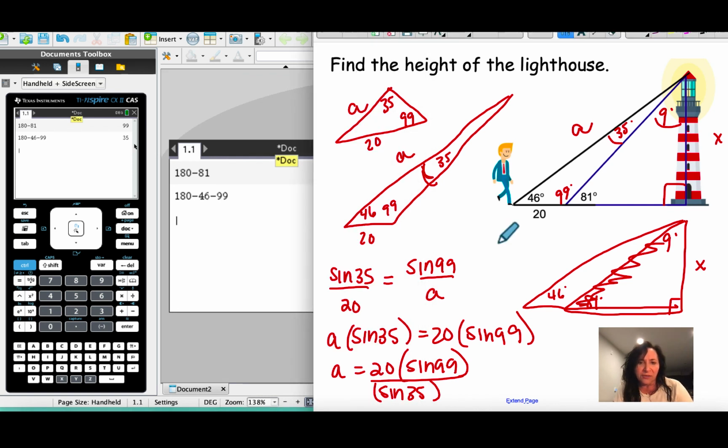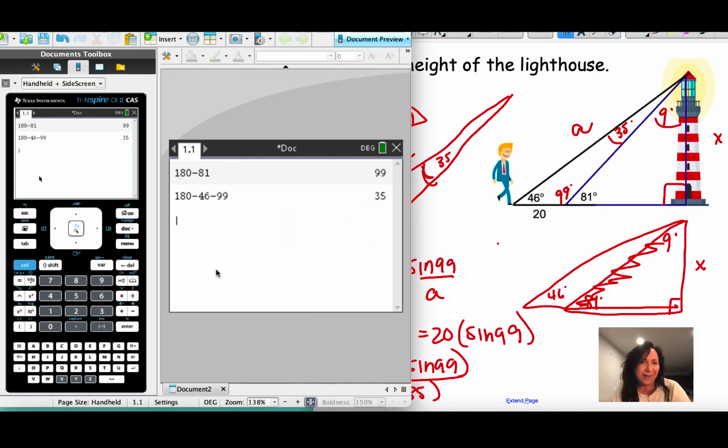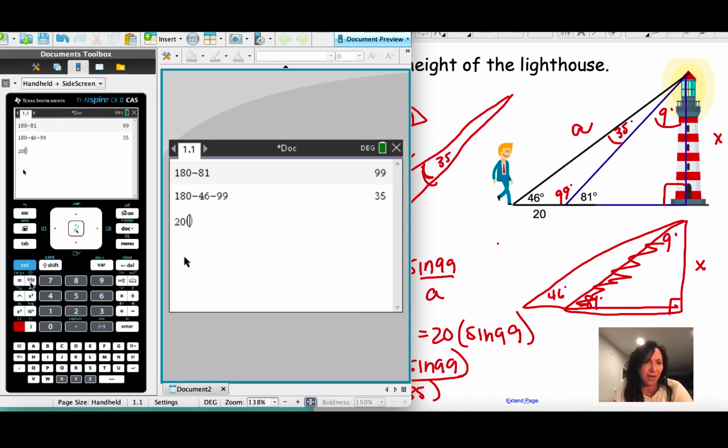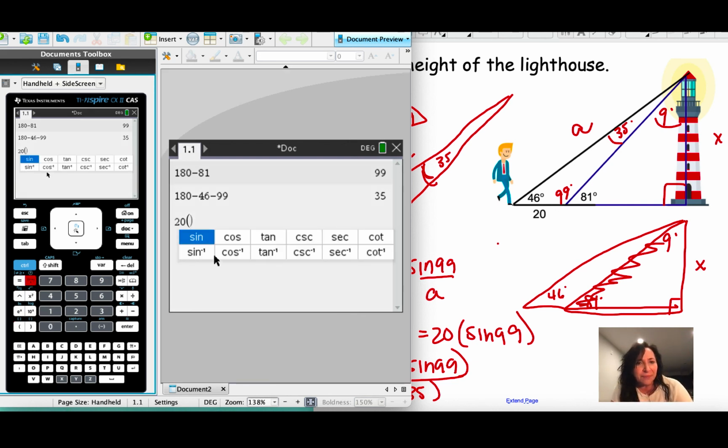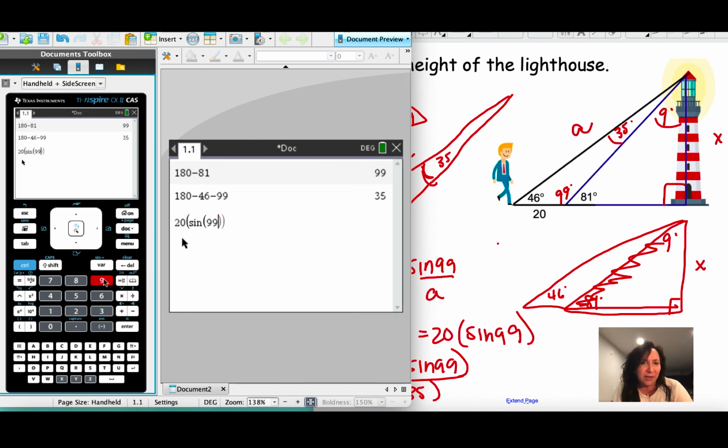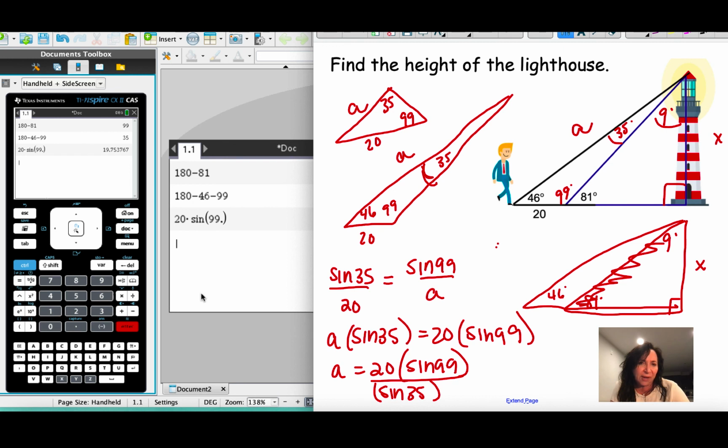So we've got 20 times sine of 99. I'm going to go 20 times, and I'm going to type in sine of 99 degrees. And make sure you're in degrees. That's a big deal. Unless you're going to use a decimal approximation, I'm going to put a decimal point there, and that's going to help give me an approximation. And then I need to divide by sine of 35.